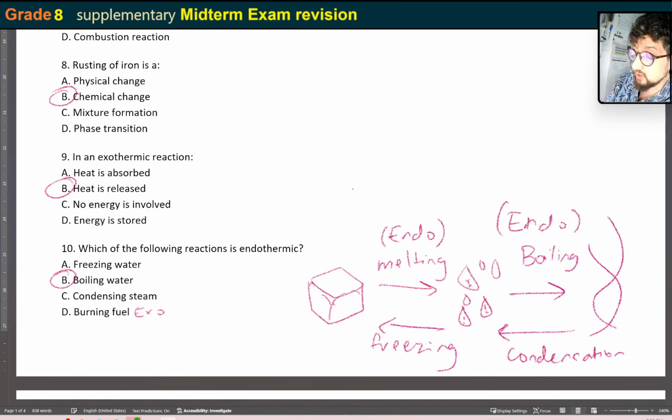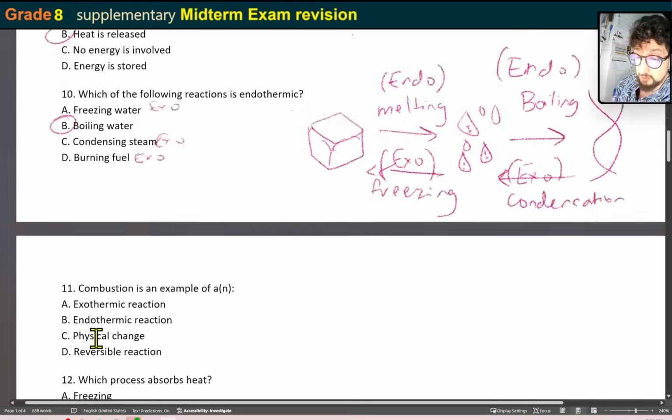You're giving it energy. However, when you turn the gas into a liquid, gas has a lot of energy. Liquid has less energy. So that is exo. The gas has to lose energy to become liquid. And likewise, the liquid has to lose energy to become solid. So both of these are exo, the bottom. Both of these are endo. So which one is an endothermic reaction? That is boiling. That's endothermic. That's exo. That's exo. And that last one is exo. I hope that makes sense.